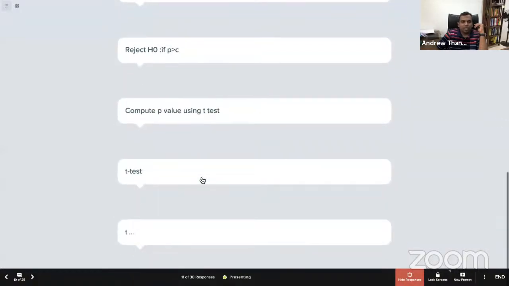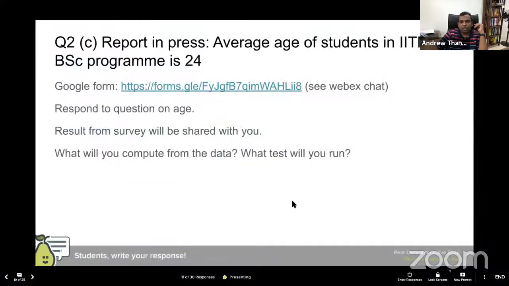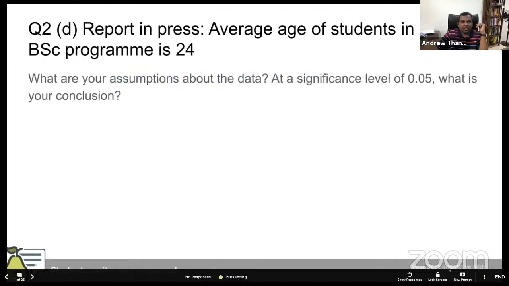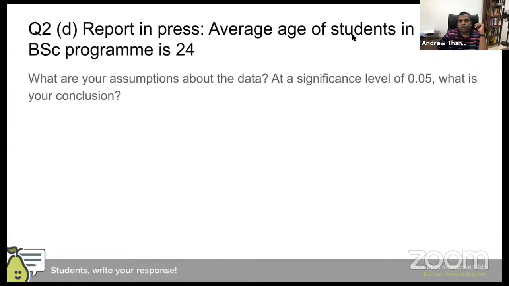T-test, yeah. Whoever has computed it is writing that you do the t-test. And of course, what you have to do next is execute one calculation. So what are your assumptions about the data? That's one question which you can maybe skip, or you can talk about it while you do the calculation. But at a significance level of 0.05, what is your conclusion? Do you believe that the average age is 24 or not at a significance level of 0.05?